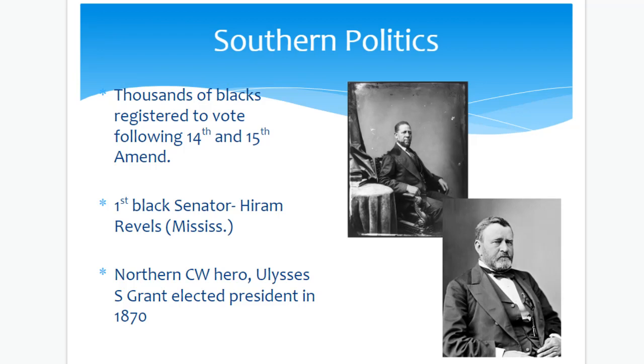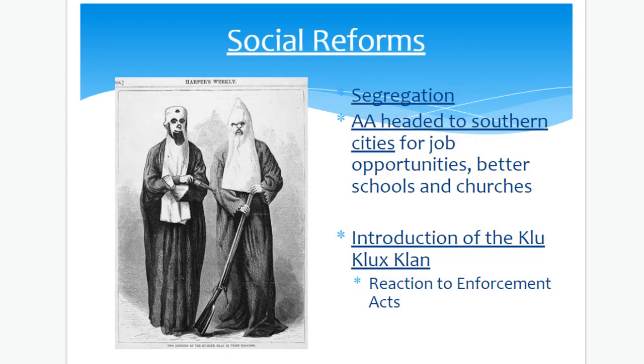So in the South, thousands of blacks registered to vote following that 14th and 15th Amendment. And we have two very historic ideas. The first is, of course, we had the first black senator in Hiram Revels of Mississippi. And also we have a Northern Civil War hero, Ulysses S. Grant. He's going to be elected president in 1870. And both of these things are seen as giant victories for the Republican Party at this time, which was the anti-slavery party at that time.